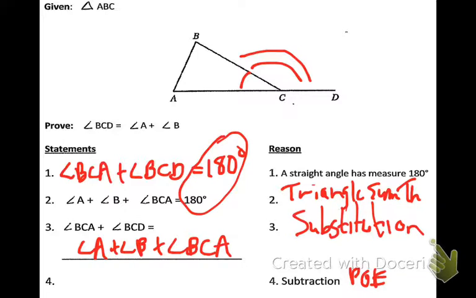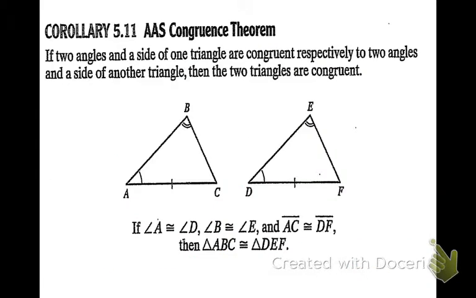What would I have by subtraction, property of equality? What's in both equations that we could get rid of? Madeline. Yeah, we can get rid of the BCA. Subtract BCA from both sides. We'd have angle BCD is equal to angle A plus angle B. All right, any questions there? Okay. Everybody has it? Good.